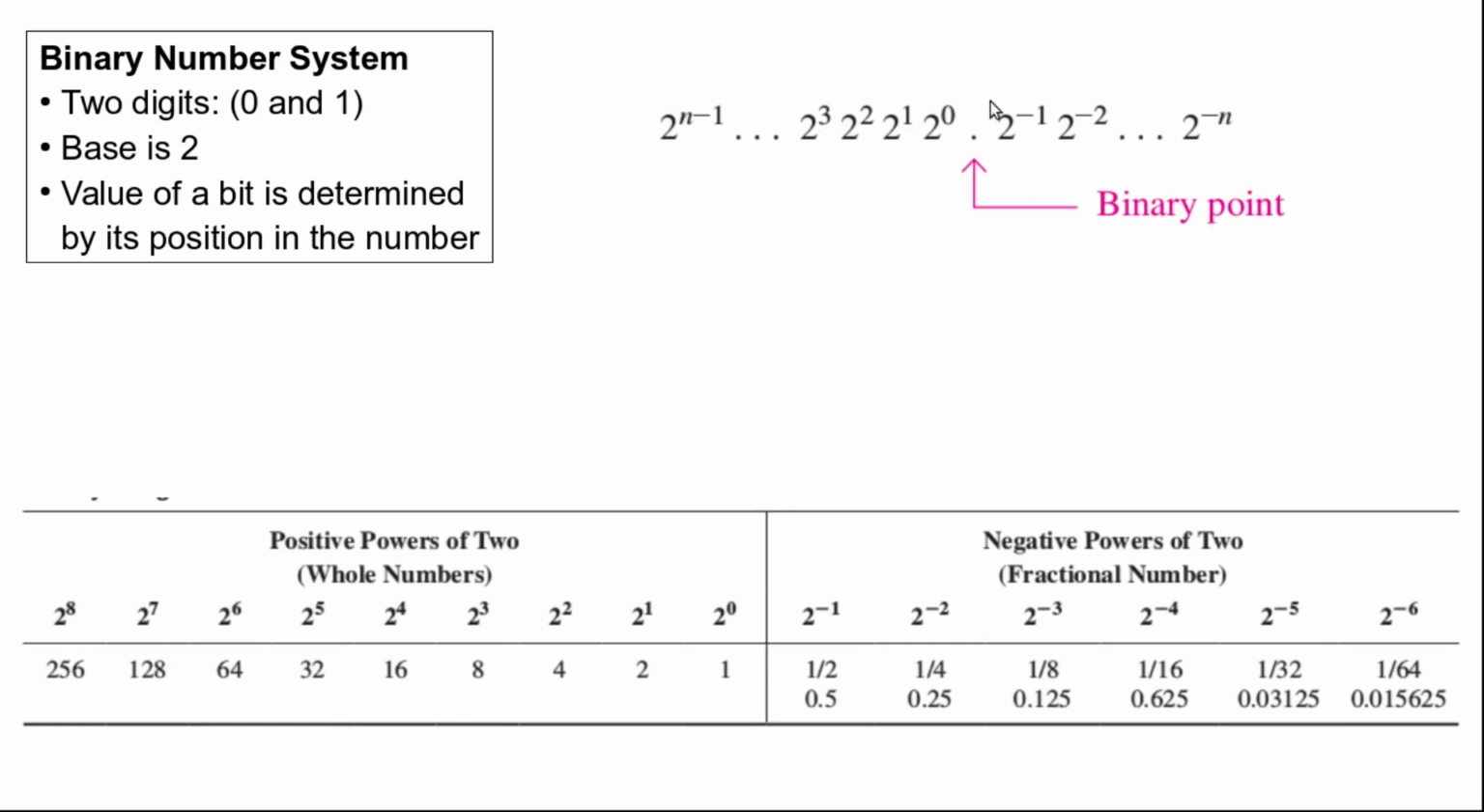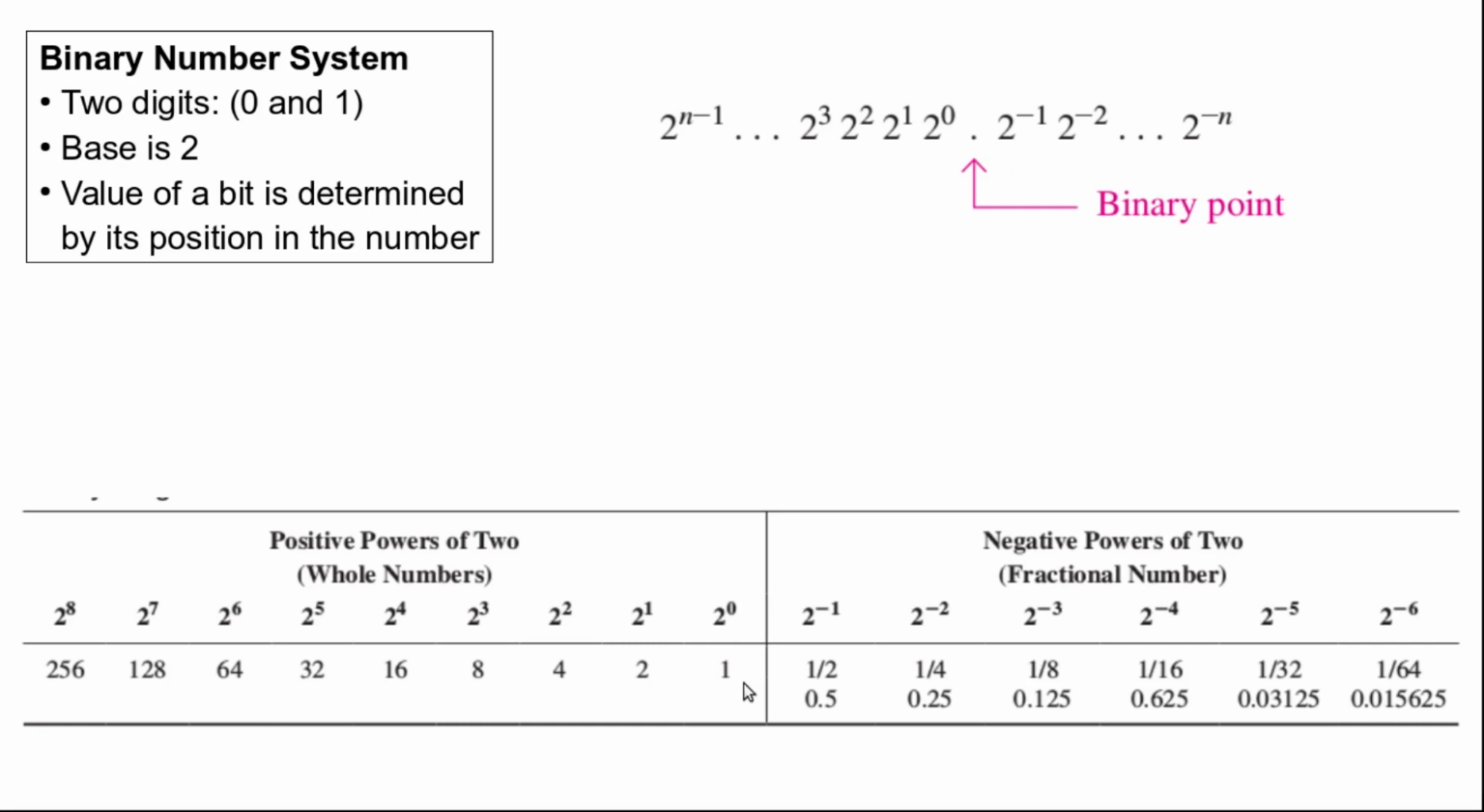The same thing, the weights, I am showing in a table here. So the weights are 2 to the power 0, then 2 to the power 1, 2 to the power 2, 2 to the power 3, and so on. And on the right side of the binary point, it is 2 to the power minus 1, 2 to the power minus 2, 2 to the power minus 3, and so on. Now we are converting these powers of 2 to the corresponding decimal numbers.